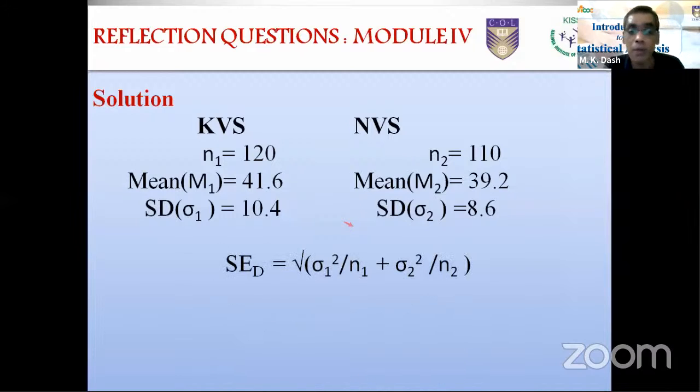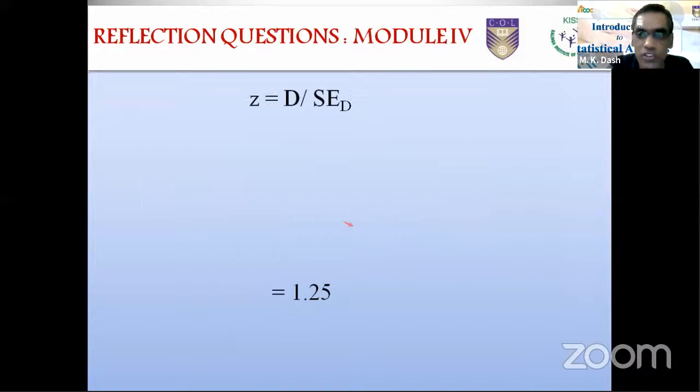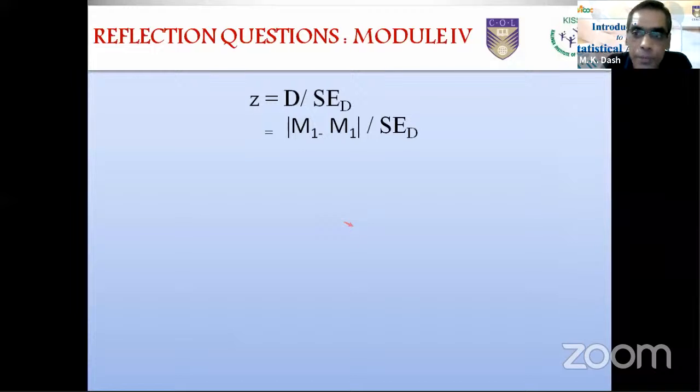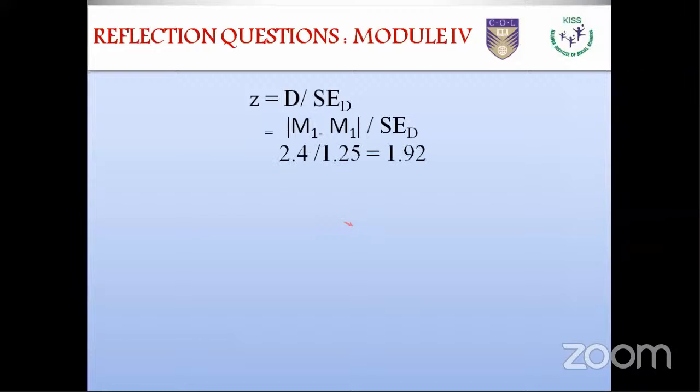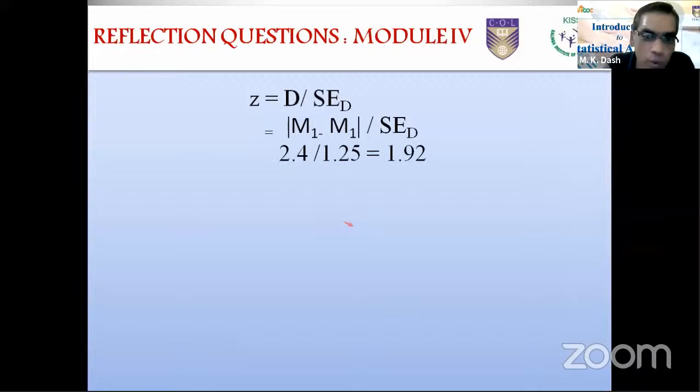Fine. See, first of all, find out the standard error of the mean. Already in module 4, the theoretical aspect and the formula aspect we have dealt with. This is the formula for finding the standard error of the mean. If you use the formula, we will get the standard error of the mean as 1.25. SED is coming 1.25. Now find out the Z. Again, the formula is the same, D by SED. D is the mod of M1 minus M2, which means the sign is neglected. Whether it is a positive sign or negative sign, it is neglected, and we always take the positive sign. So this is 1.92. I hope it is clear to you. There is no issue. This is M1 minus M2, 2.4.